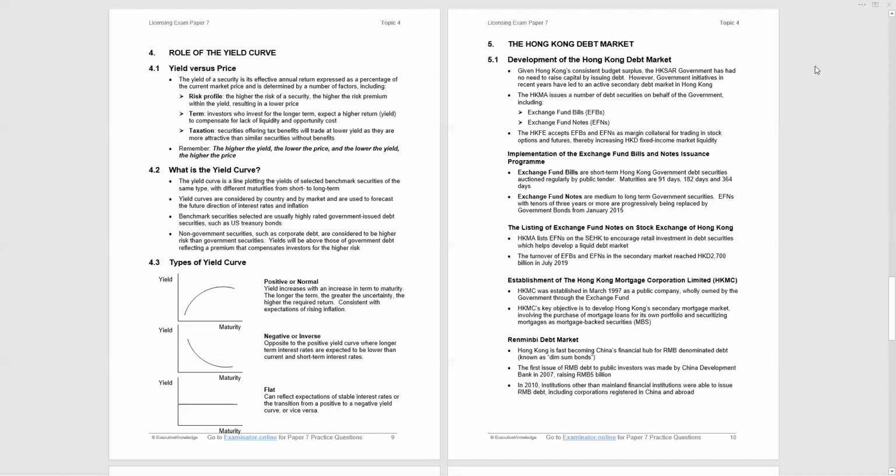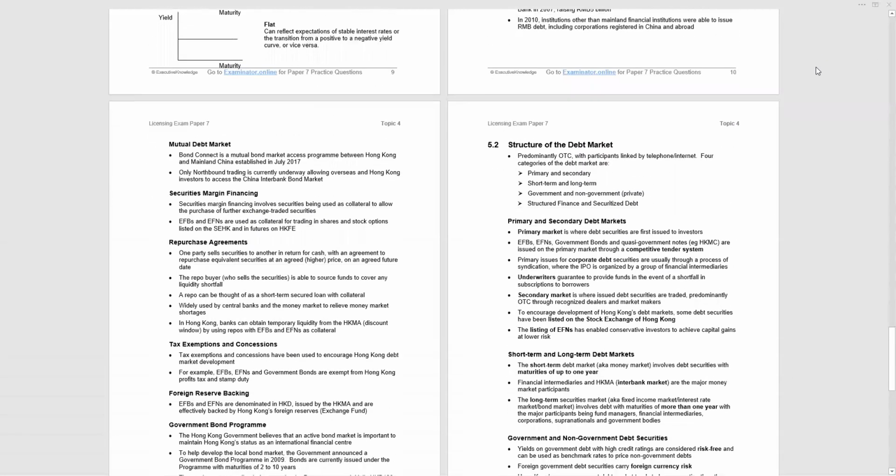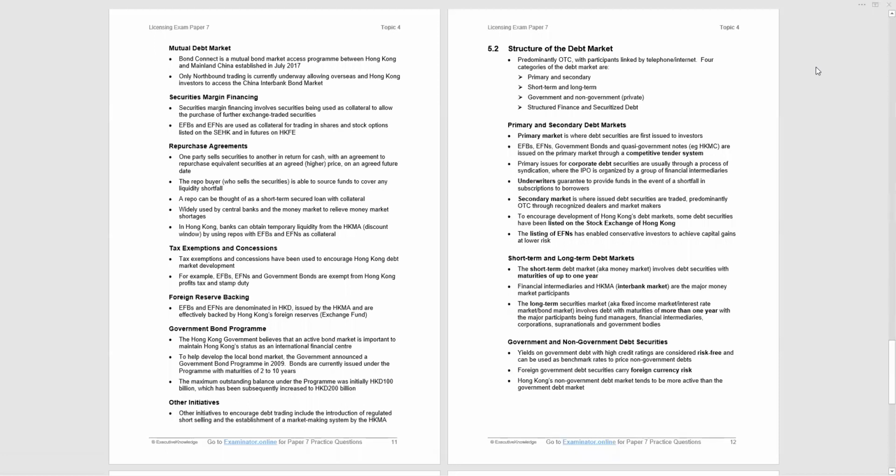Renminbi debt market. Well, it says there, Hong Kong is fast becoming China's financial hub for renminbi. We'd like to think that's still the case. And those bonds are known as dim sum bonds. So they're issued in Hong Kong in renminbi. And we've given some details of the first issue and some of the continuing developments. The mutual debt market refers to the Bond Connect between Hong Kong and mainland China, established in 2017. Currently, we only have northbound trading. That is, Hong Kong investors can invest in mainland bonds.